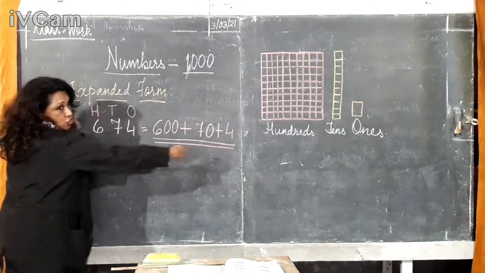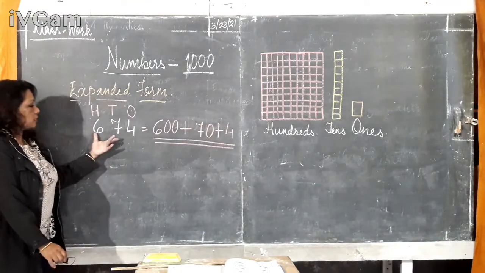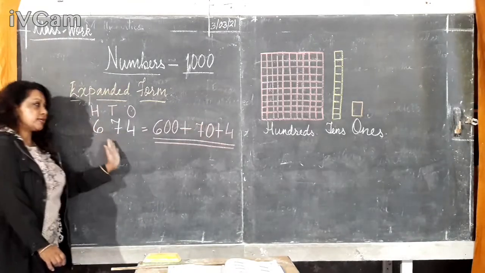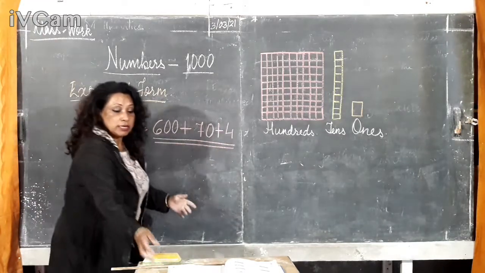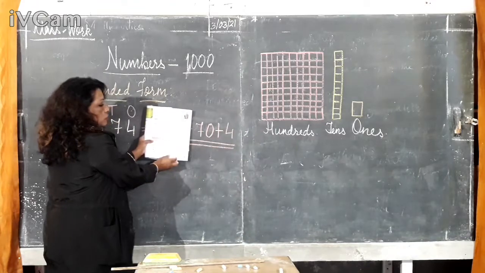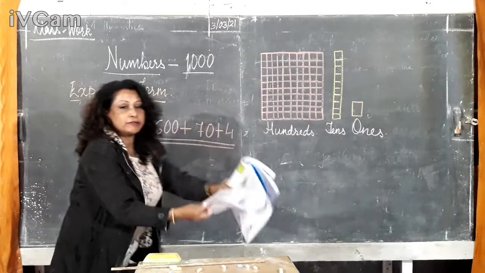See? I stretched it. I made it long. The same number. It's 674. Same thing. But I stretched it and made it long. Okay? So till class 2, you were doing from here. These two numbers you were doing. Now here, just one more number you have to add.